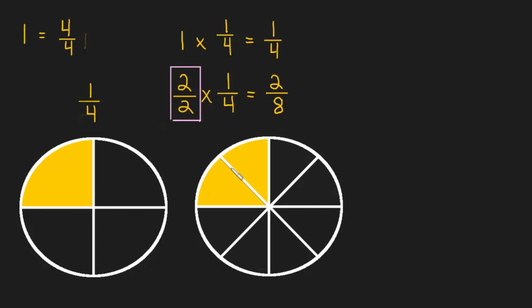Make sure you understand this. This is something that will come up throughout your math career, the fact that you can multiply by a number over itself, and that is the same thing as multiplying by 1.